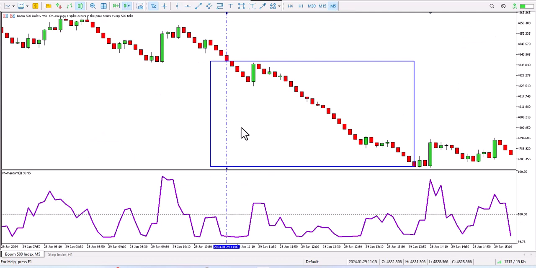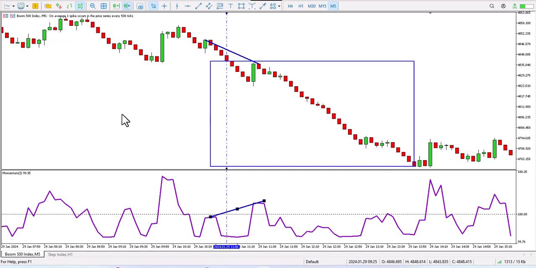So if you switch to the 5 minutes time frame, you realize that over here you have bearish hidden divergence, which gives you the permission to short.